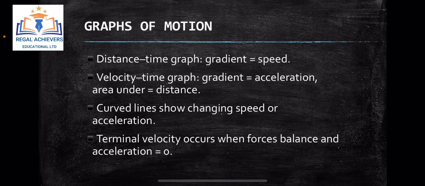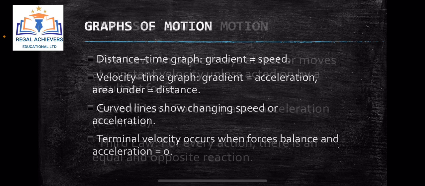Graphs of motion. The distance-time graph, we are made to understand that the gradient equals speed, but when it has to do with the velocity-time graph, the gradient equals the acceleration and the area under it equals the distance. So the curved lines show changing speed or acceleration, and the terminal velocity occurs when forces balance and acceleration equals 0.